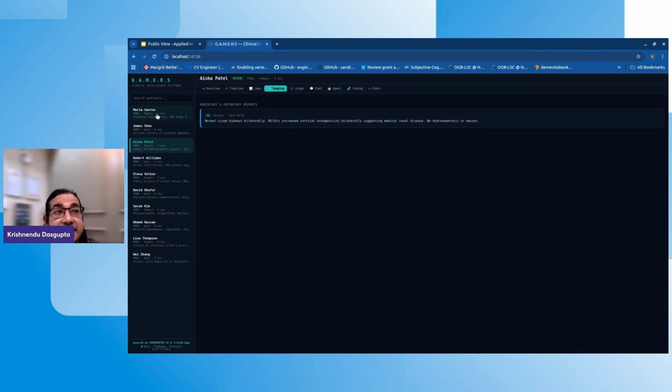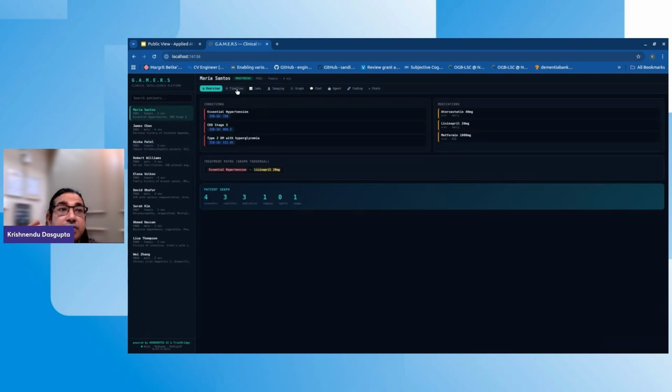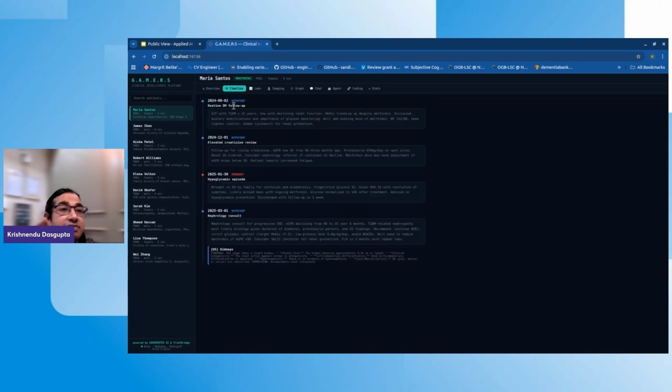Then, for example, let's take Mario. For Mario, we have these 3 conditions. And if you're looking at Mario's timeline, we have an outpatient encounter. Over time, the first encounter was done on the 2nd of September 2024, and that was the first event, an outpatient. Then there was another outpatient event on the 1st of December for Mario. So Mario had all of these.